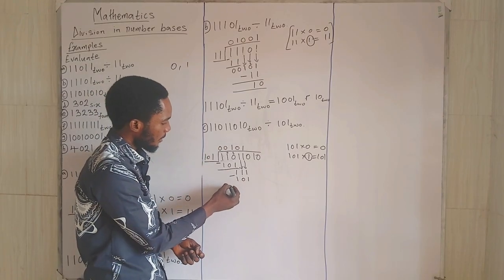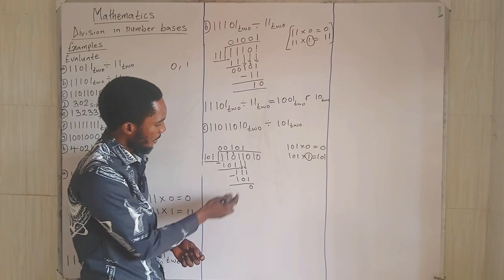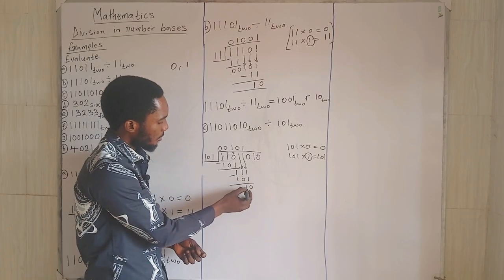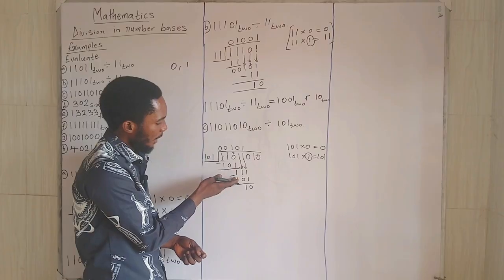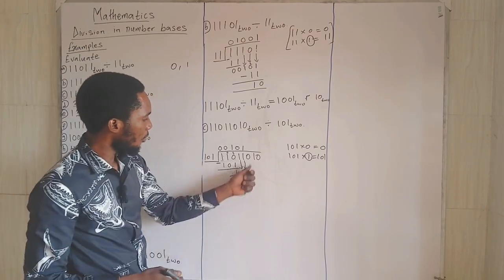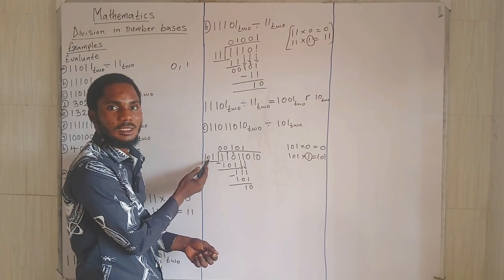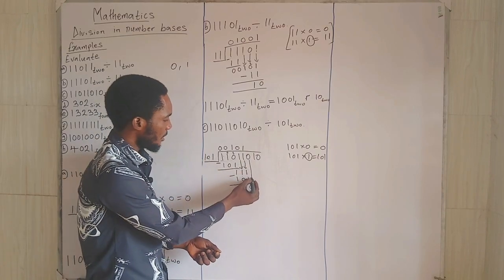We subtract again. 1 minus 1, 0. 1 minus 1, 0. We don't have to write the last one. We bring down the next digits because our divisor is of 3 digits.